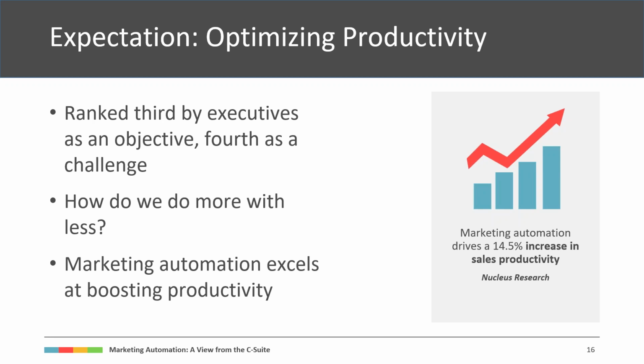But I'm here to tell you that marketers today are really challenged to achieve more in less time with fewer resources. And as we see in our research, executives really expect the same from a marketing automation solution, to optimize the productivity was ranked in the top 5 for both as an objective and a challenge. Fortunately, marketing automation really excels at boosting the productivity in other departments within an organization.